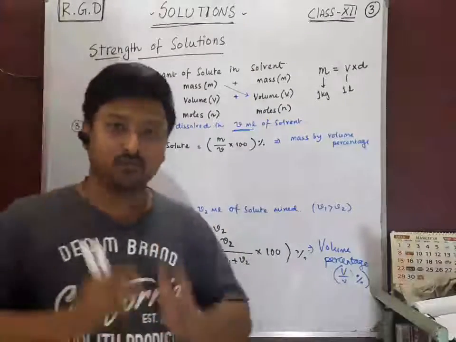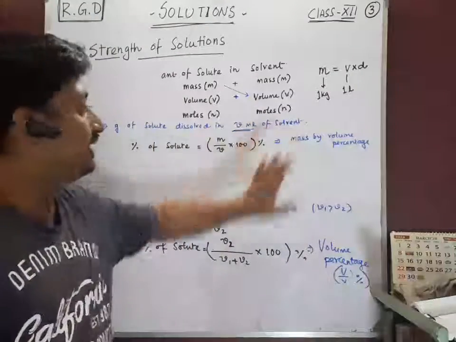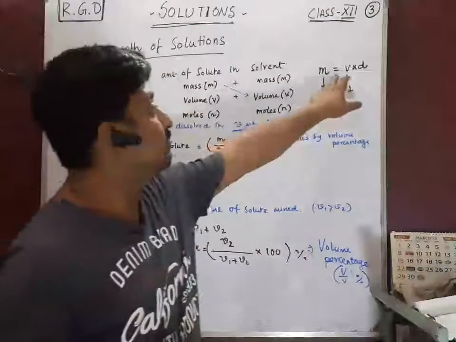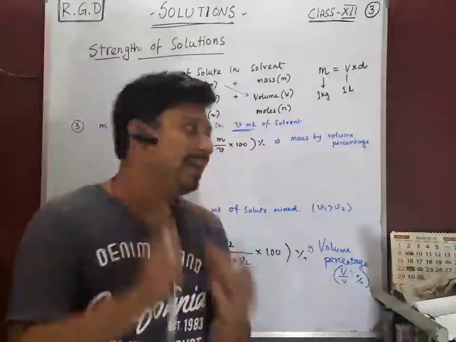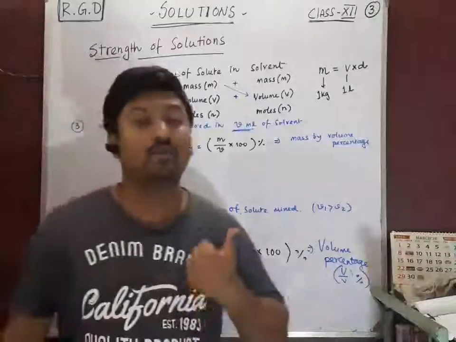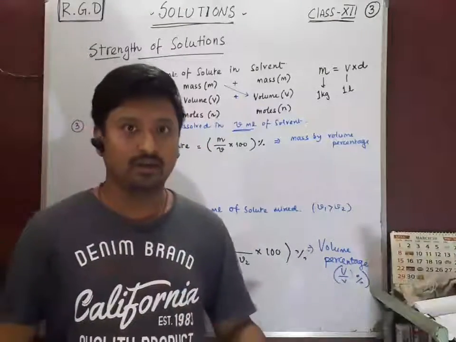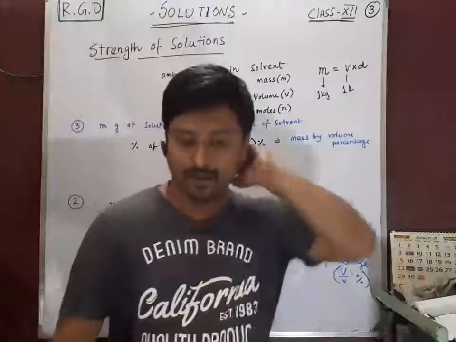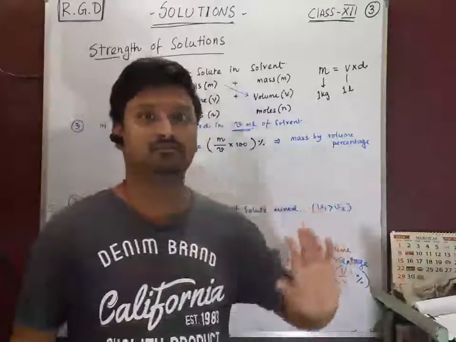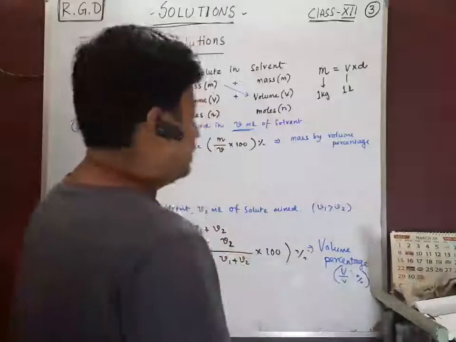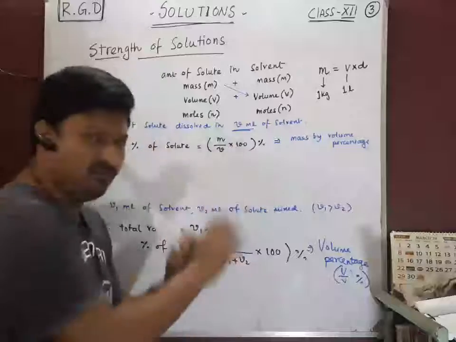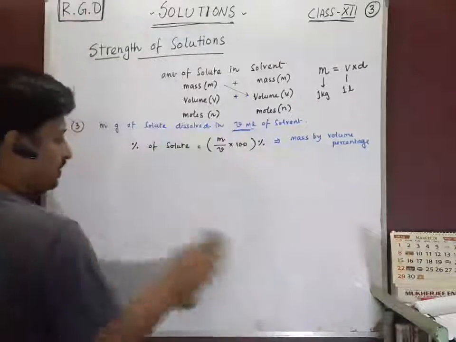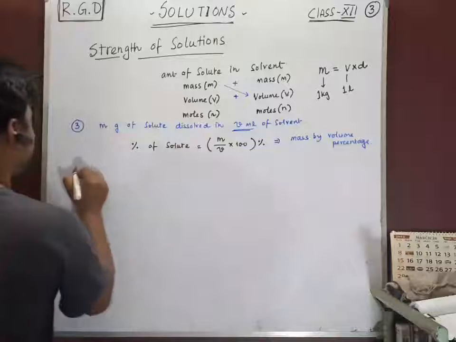If your solvent is water, you can use this one. But when your solvent is very different, let's say any organic solvent which has a fixed density, then your mass and volume cannot be equivalent. In that case, you cannot use this. That's why the molarity and normality concepts come later. When this mass by volume percentage fails, then molarity and normality come in, and you can apply those for any solvent solution. But for knowledge, just try to learn this part. Okay, next.